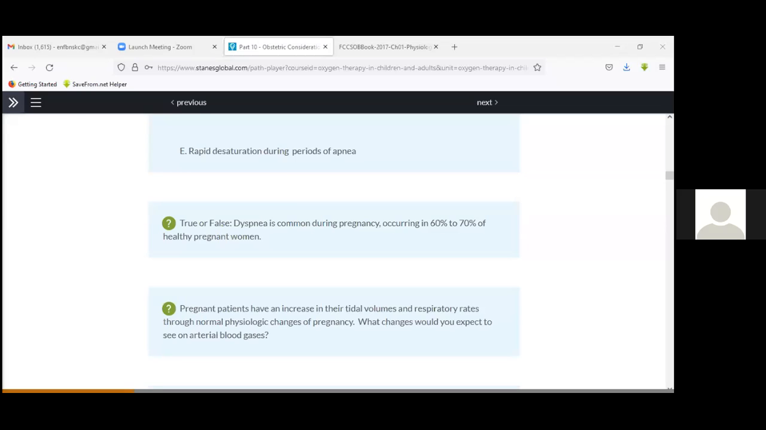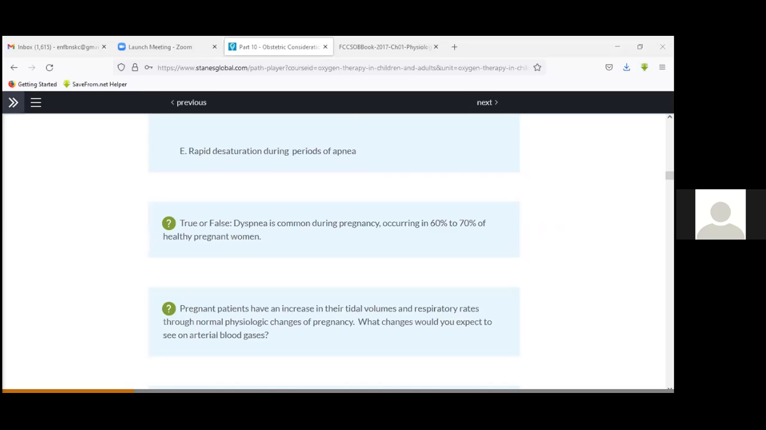So the next question is: pregnant patients have an increase in their tidal volumes and respiratory rates through normal physiological changes of pregnancy. What changes would you expect to see on arterial blood gases? Any attempts? What are the changes we would expect on arterial blood gases in pregnant women? Respiratory alkalosis. Okay, we're getting respiratory alkalosis as an answer.